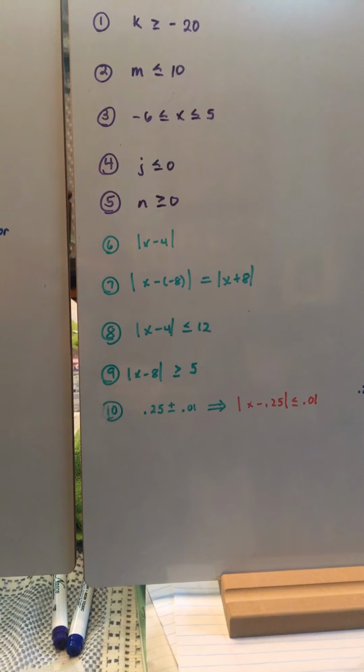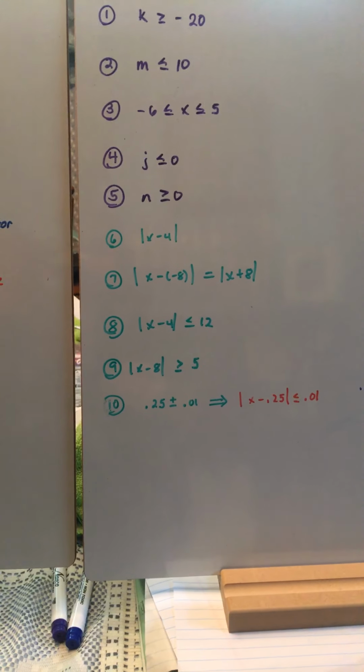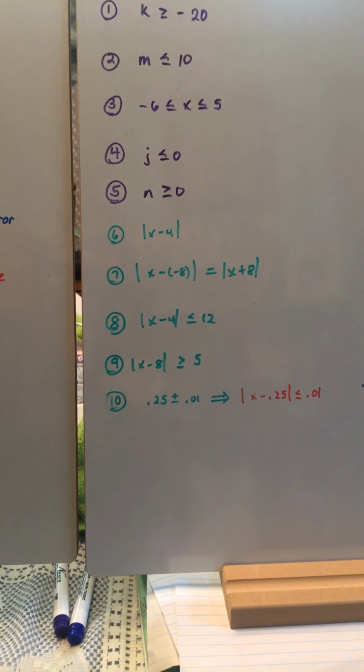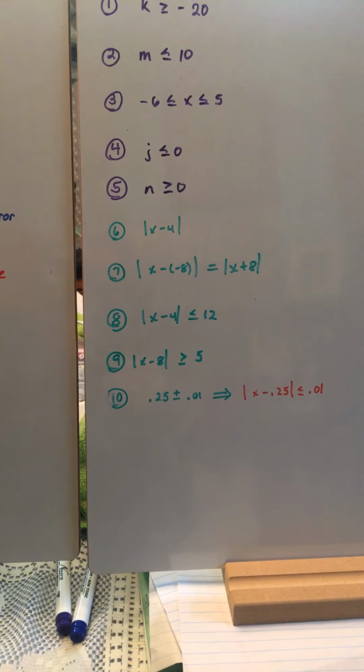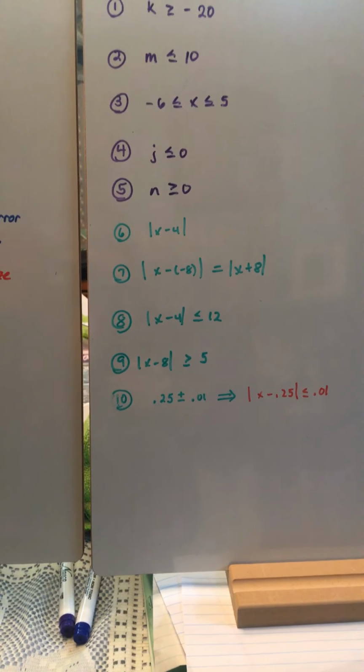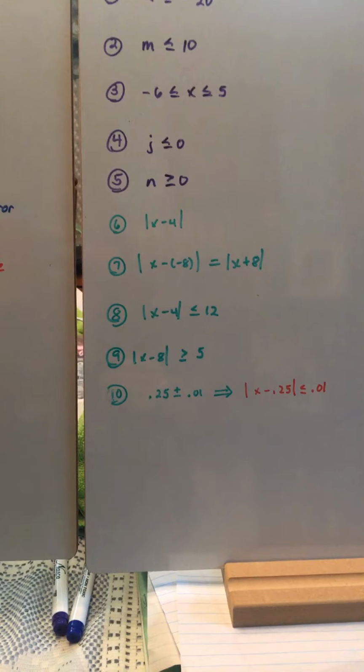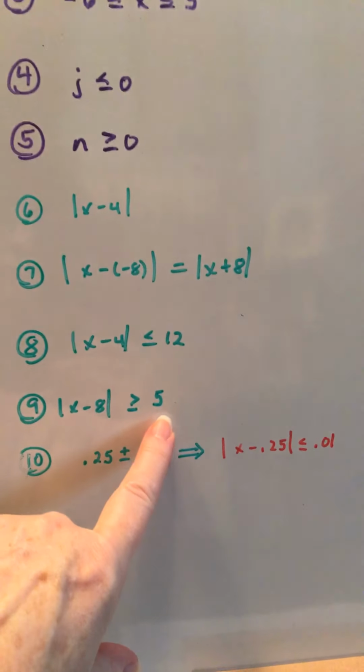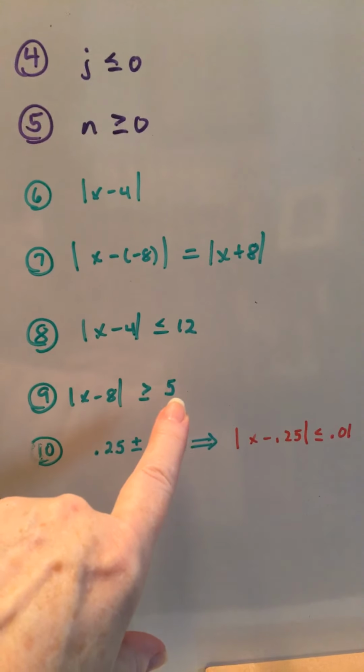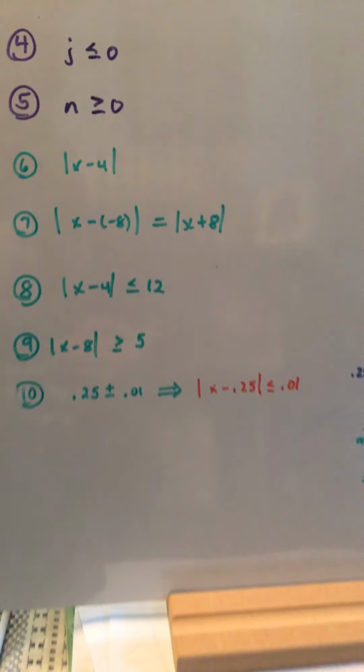The distance between x and 4 is at most 12. That means 12 is the max. The distance between x and 8 is at least 5, and I didn't do that example, but at least means that's a min and it has to be bigger.